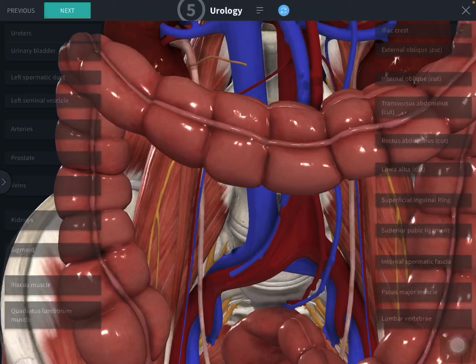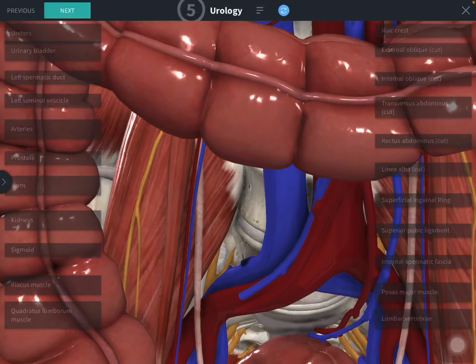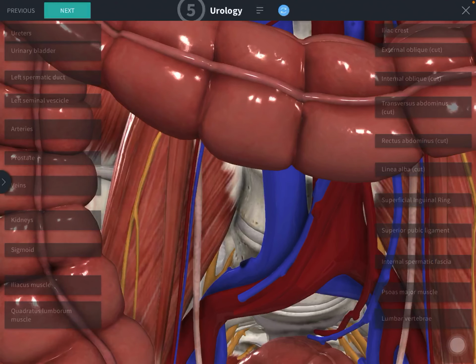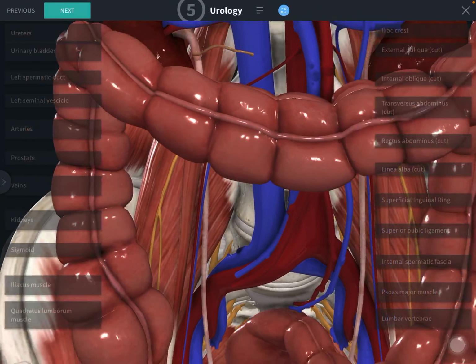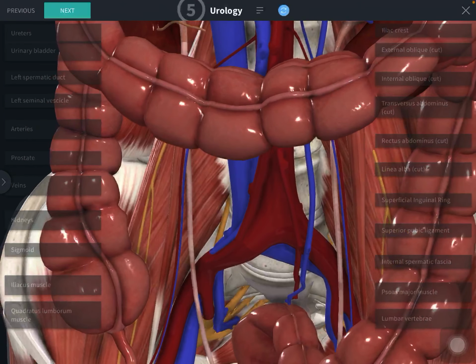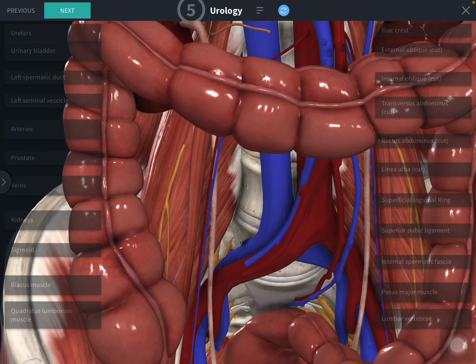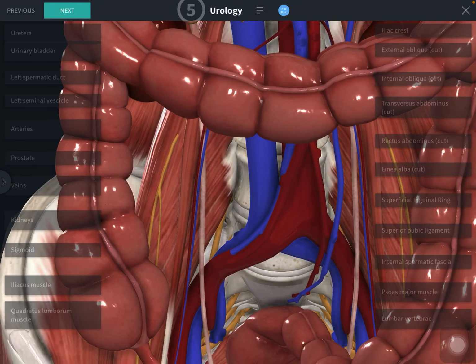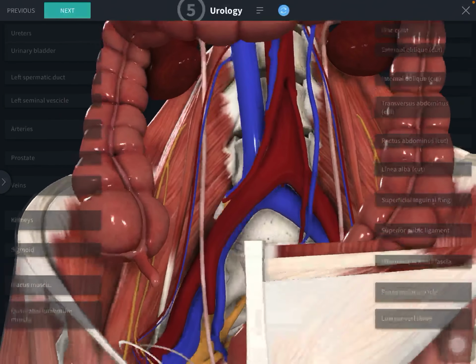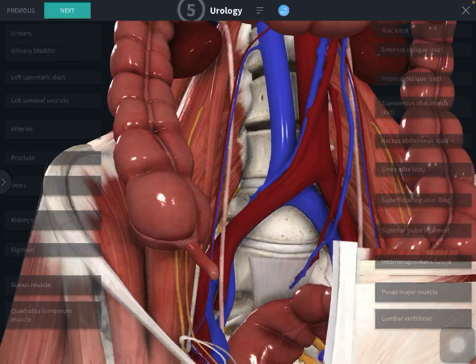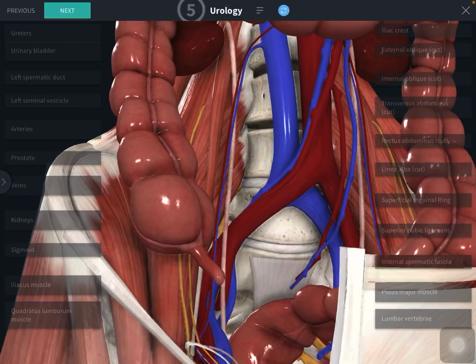Now we will see the relations of this abdominal part of the ureter. So this is the abdominal part of the ureter. Behind: psoas major and its corresponding covering fascia, that is the psoas fascia. This is the genitofemoral nerve which is piercing the psoas major muscle. Tips of transverse process of all the lumbar vertebra. So these are the behind relations.